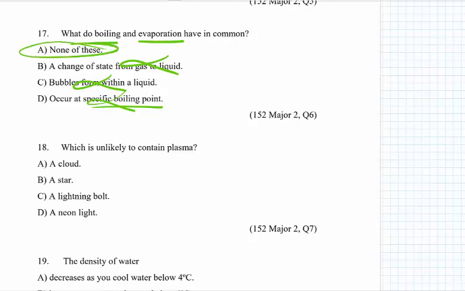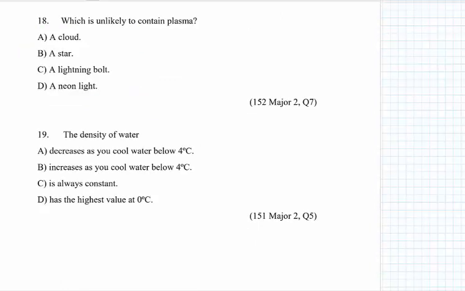Which is unlikely to contain plasma? Cloud does not contain plasma. Stars, they contain plasma. The lightning bolt, the lightning, it contains plasma, which is an arc. Okay, arc plasma or plasma arc. Neon light, of course, it contains plasma. So all of these have plasma except the clouds.